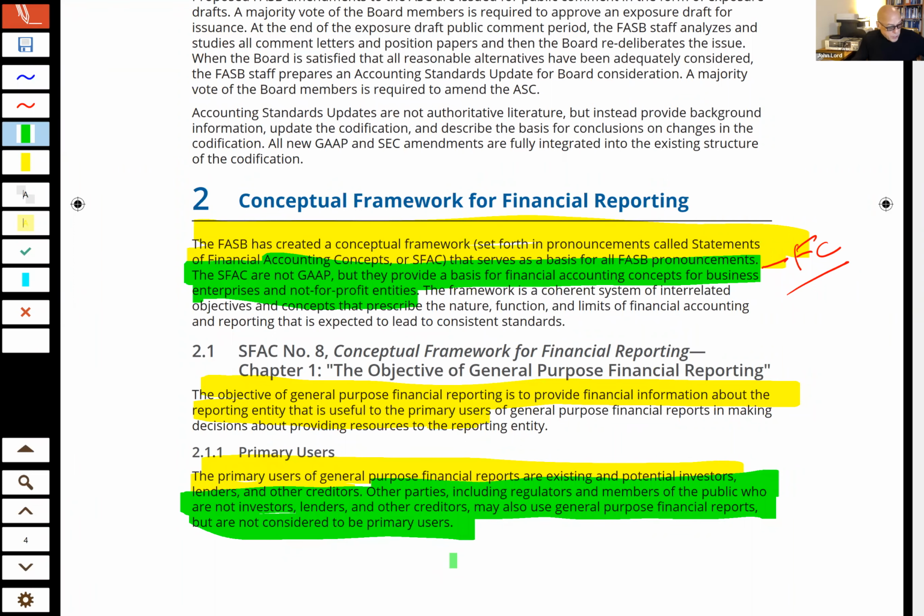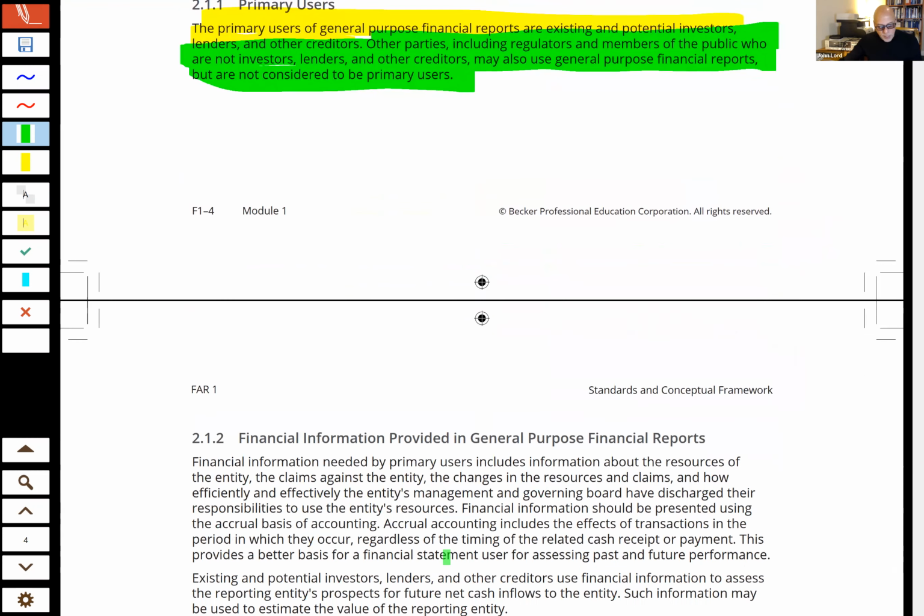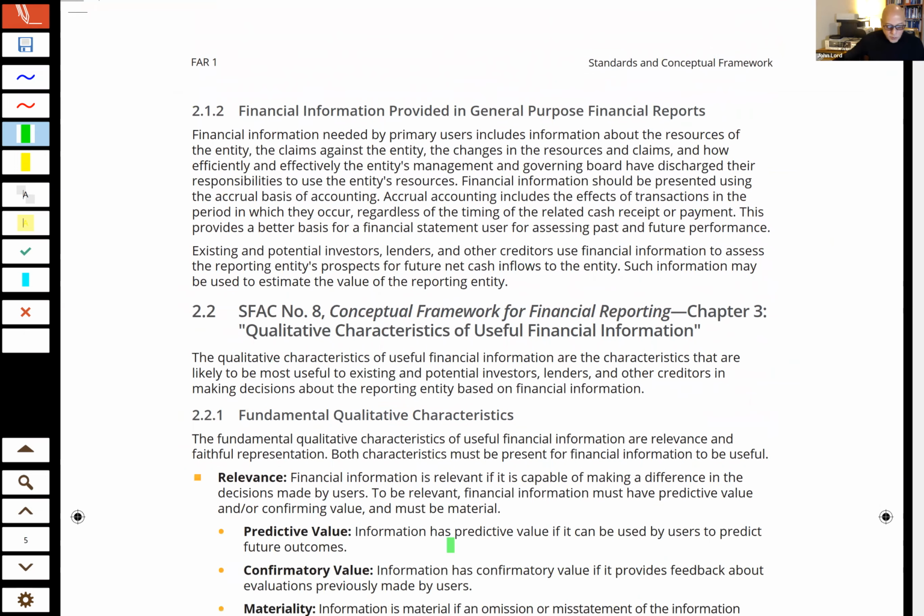So the concept statement says we are preparing financial statements for these primary users. Primary users are investors and creditors. There are others outside the company, external to the company, that may be using these statements, but they're not considered our primary users. Now you come through and take a look at chapter 3.